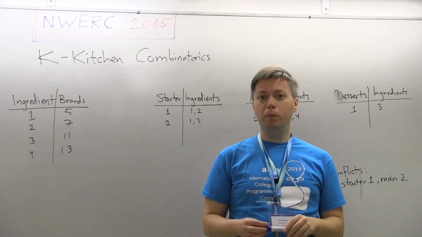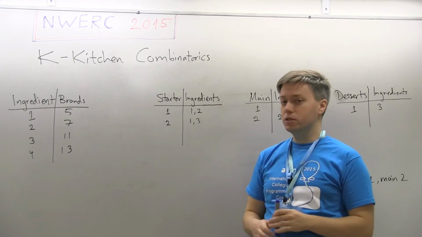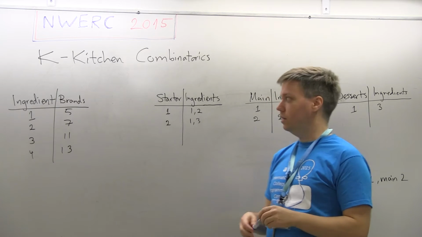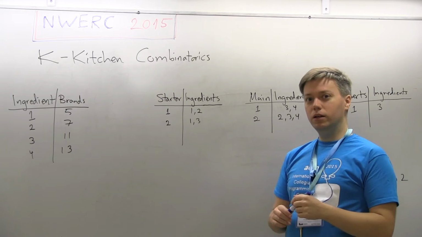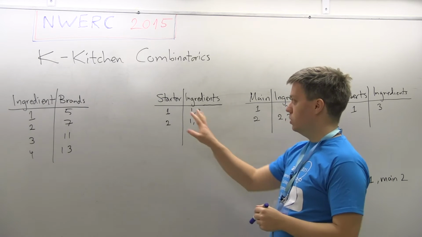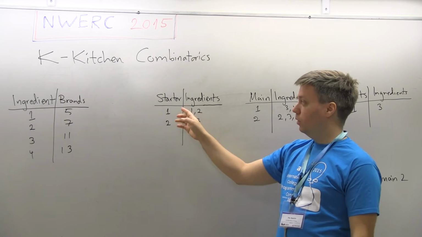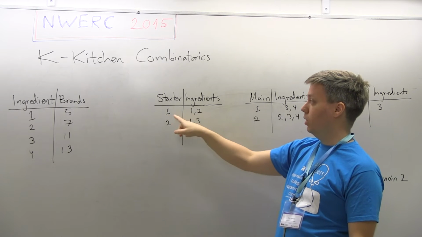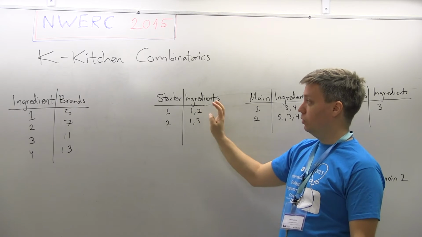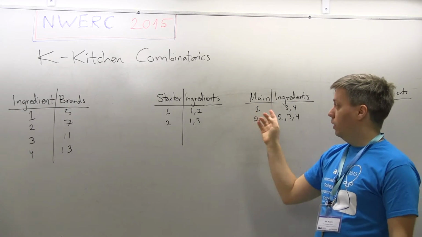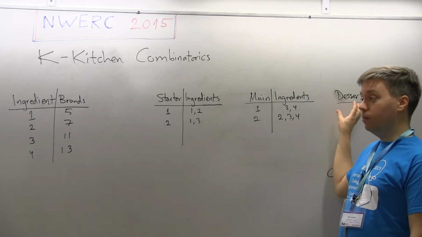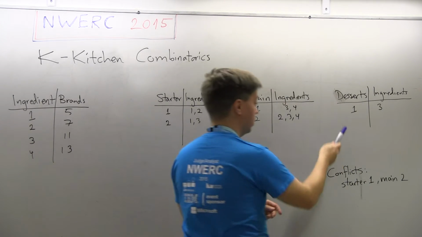Okay, so in problem K, Kitchen Combinatorics, we were asked to help the chef figure out in how many ways he could make a dinner. To make a dinner, he had to first choose a starter dish, and each dish had a list of ingredients. For instance, dish 1 maybe had the ingredients 1 and 2. Then there was a main course, in the same format, and some desserts, also in the same format.